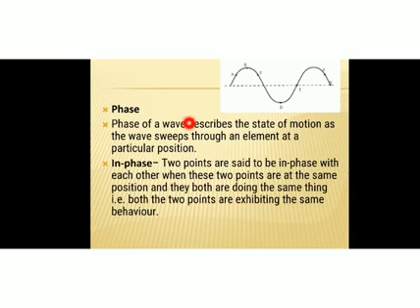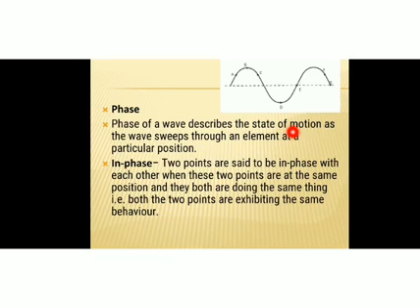Now, what do you mean by phase? The phase of a wave describes the state of motion as the wave sweeps through an element at a particular position. Here A, B, C, D, E and certain other points are plotted on the wave. If you want to determine the phase of the different points on the wave, how can we determine the phase?